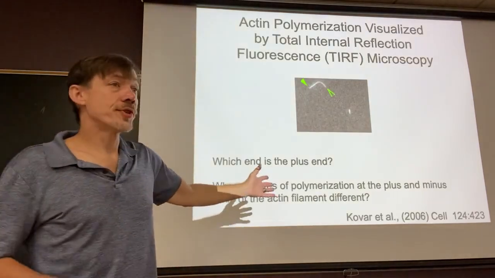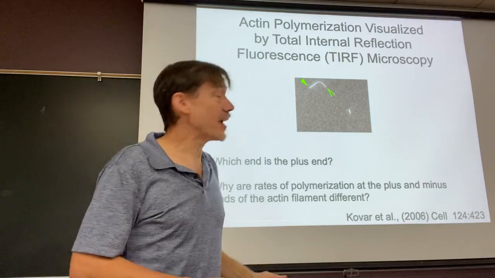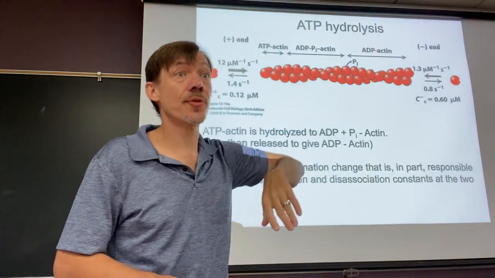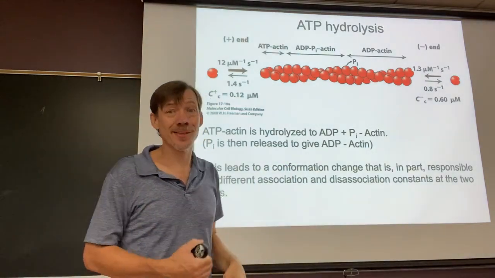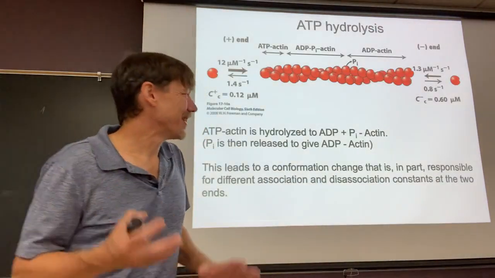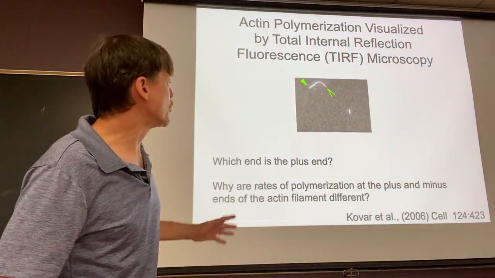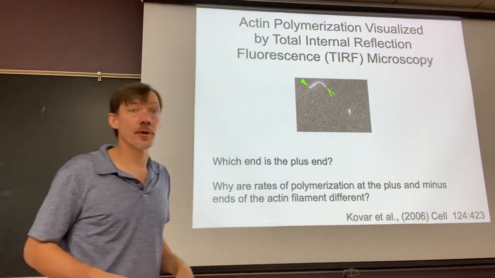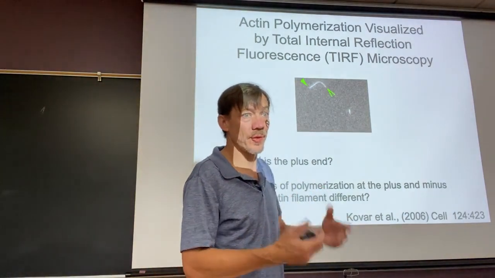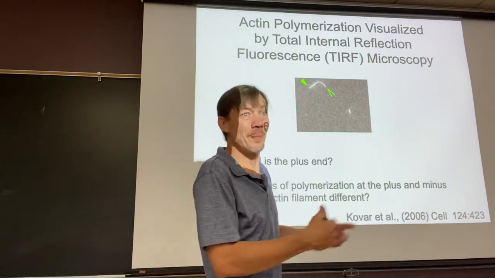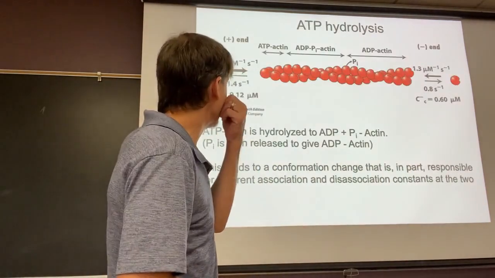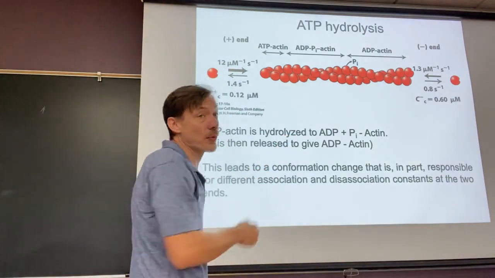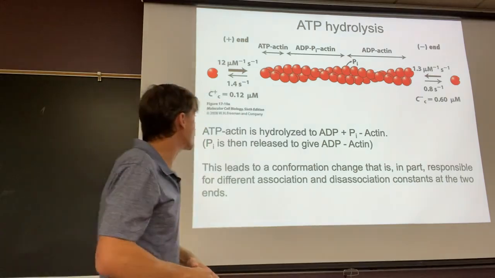To really understand these dynamics, the next thing we need to do is talk about the equations that describe actin assembly and disassembly. Okay, all right. The next thing we want to do is talk about why the rates of polymerization at the plus or minus ends are different, or at least describe the biology that underlies that. The way to start off is to talk about ATP hydrolysis along the length of these actin filaments.